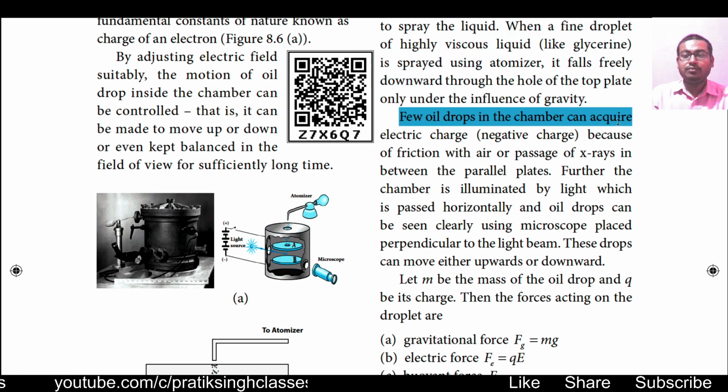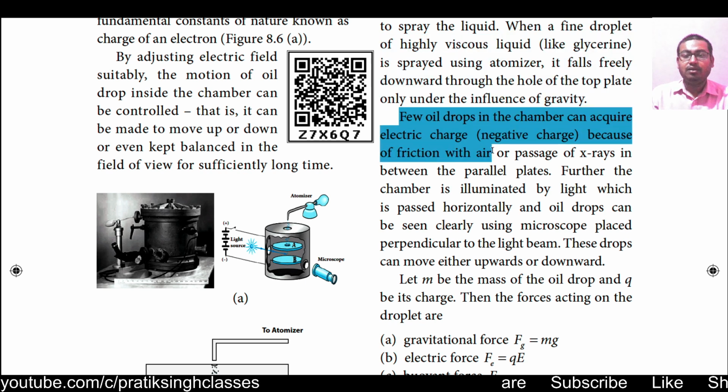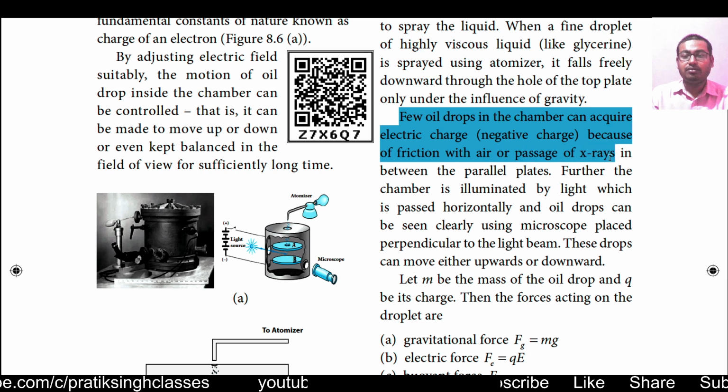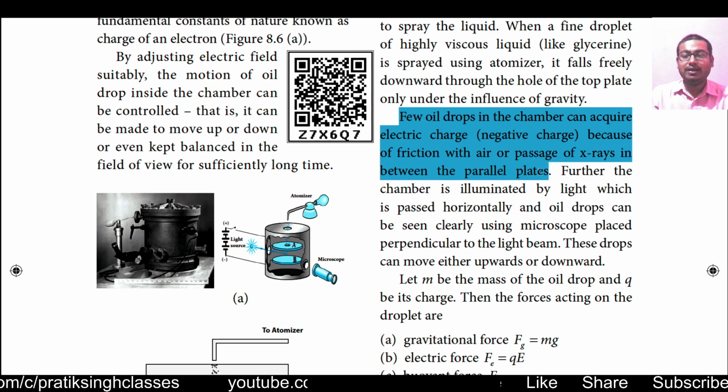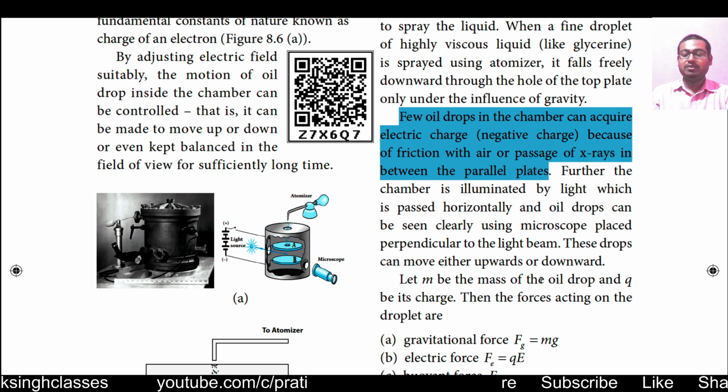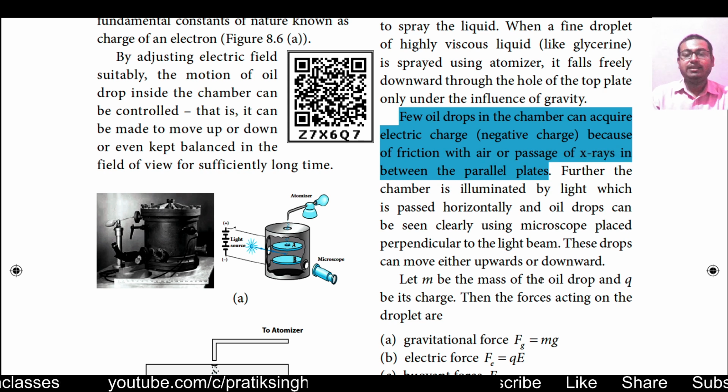A few oil drops in the chamber can acquire electric charge because of friction with air or the passage of X-rays between the parallel plates. Earlier, when we studied X-rays in the previous chapter, we saw that whenever X-rays fall on any object or gas, they knock out electrons from the surface and make the object or the gas electrically charged. So when these droplets of glycerine fall down, they acquire some electric charge because of bombardment of X-rays, or because of air friction.